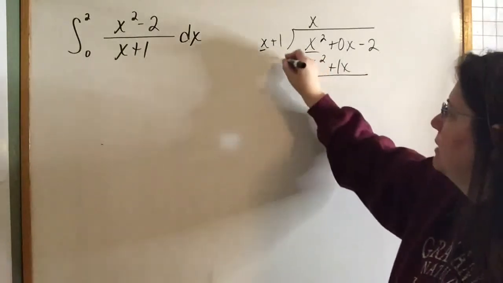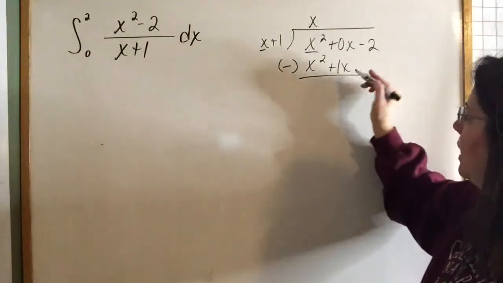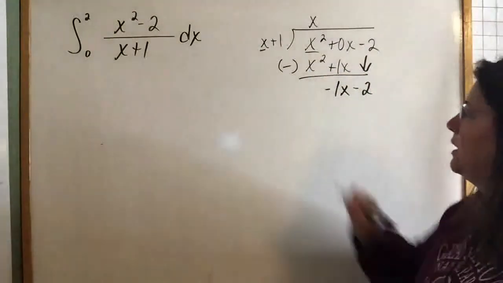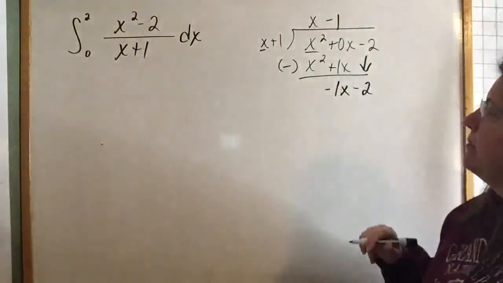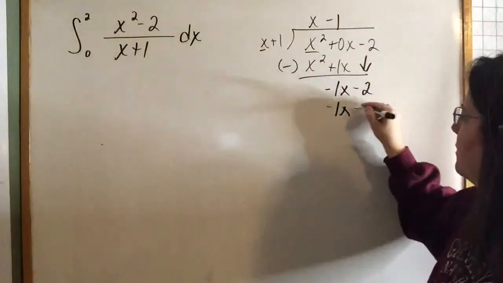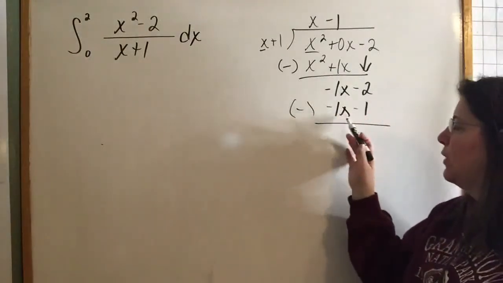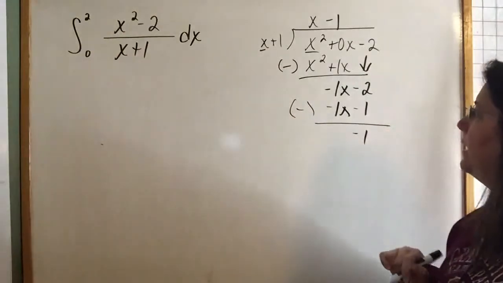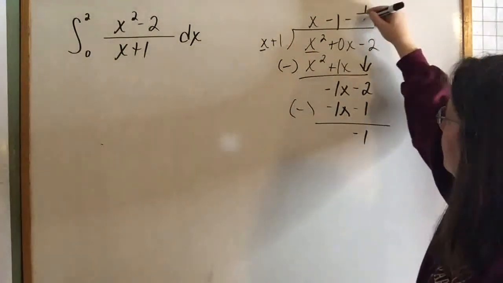I subtract. x squared minus x squared is 0. 0x minus 1x is negative 1x. I bring down the next term. Now I take the x and go into negative 1x. That goes in negative 1 time. Negative 1 times x is negative 1x. Negative 1 times 1 is negative 1. Again, I subtract. Negative 1x minus negative 1x is 0x. Negative 2 minus negative 1 is negative 1. That is my remainder. So I put the remainder over the divisor.